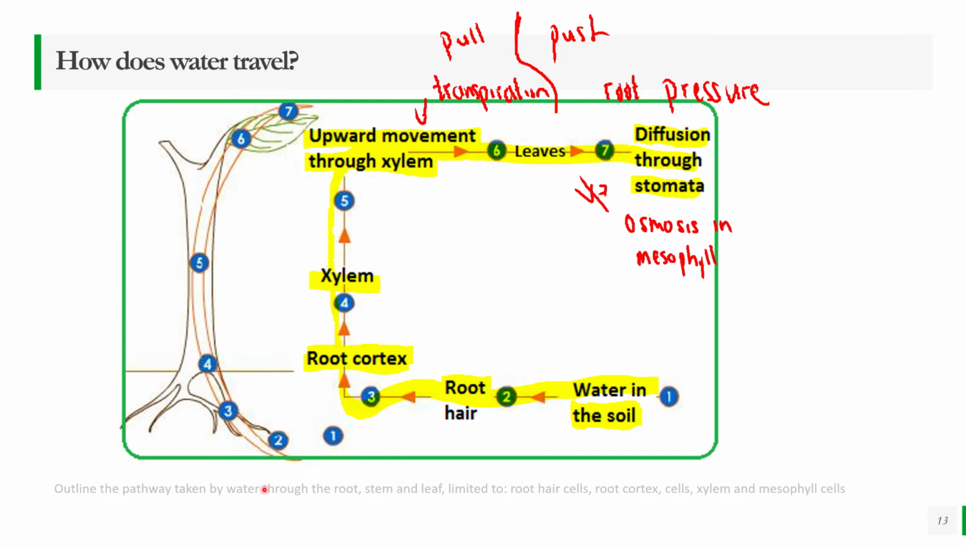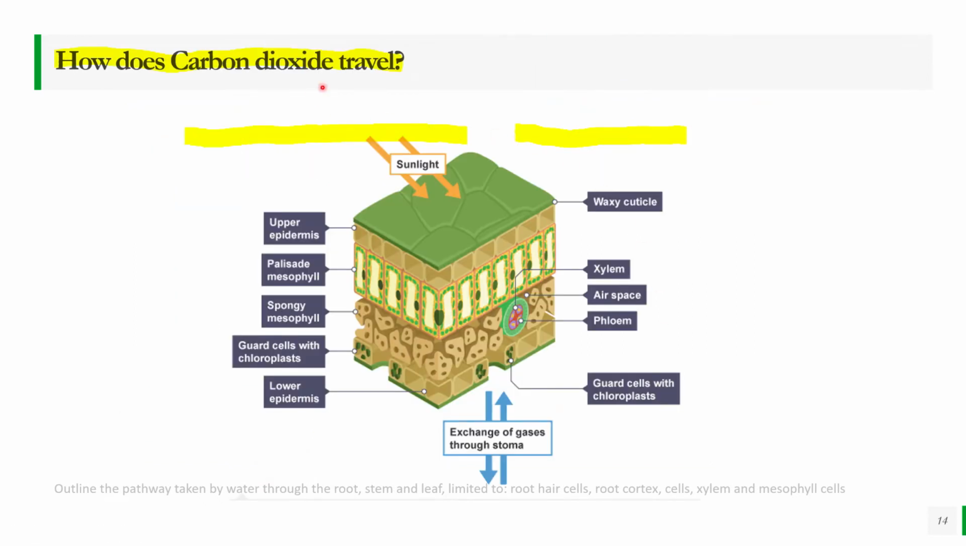Okay. Next one, how does carbon dioxide travel? Now this is very simple. Carbon dioxide is directly taken in through the stomata of the leaves.